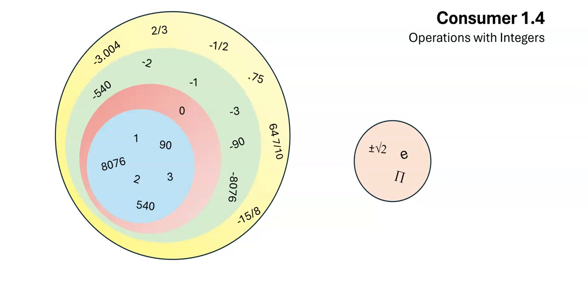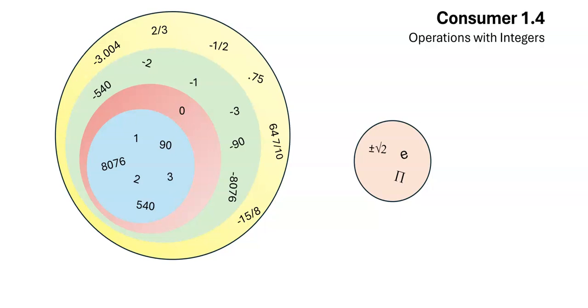Anything that you cannot write as a fraction, but it is still a part of a number, is called an irrational number. The rational numbers and the irrational numbers added together make up the real number system. And then, of course, there are also imaginary numbers, and together the real numbers plus the imaginary numbers make up the complex number system.